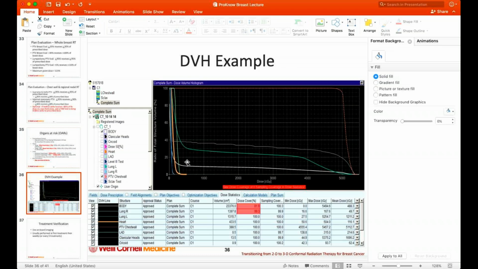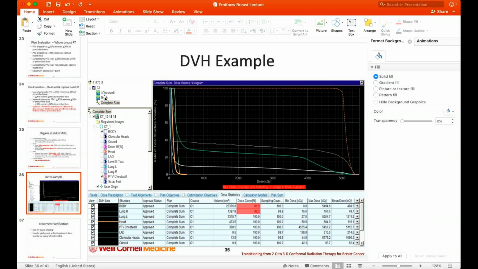So when I see a plan, I want to make sure that, if it's left-sided, my mean heart dose is less than 5 gray. Here, the mean heart dose is 1.2 gray, which is good. This is a left chest wall plan, and we were treating the chest wall and the supraclavicular lymph nodes.